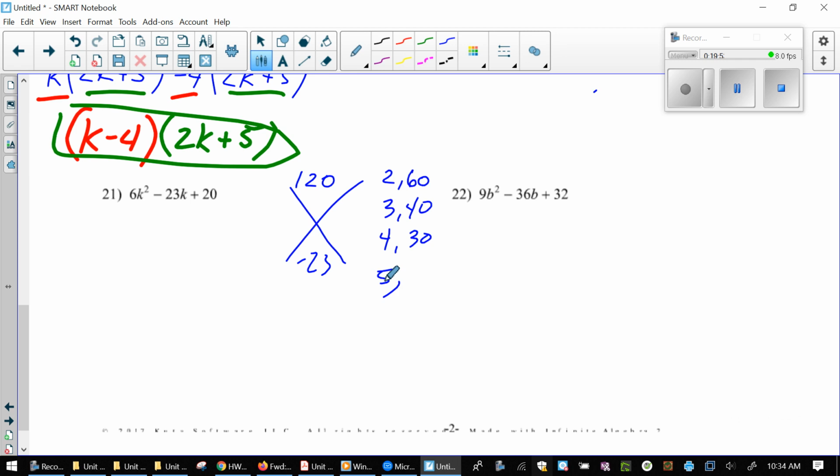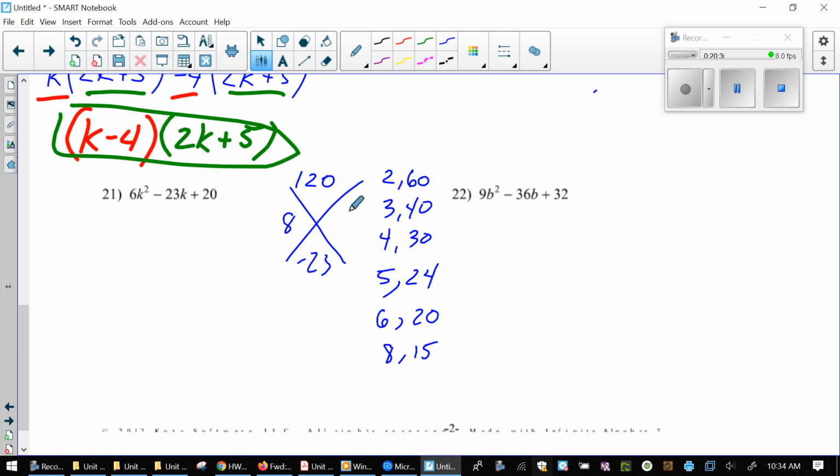What about 5? Again, if you need your calculators for this, just do 120 divided by 5 and see what we get. I got 24. All right, 6. I want them to add up to negative 23. Let's see, 120 divided by 6 gives me 20. No, let's try 7, doesn't work. Let's try 8. 120 divided by 8 gives me 15.